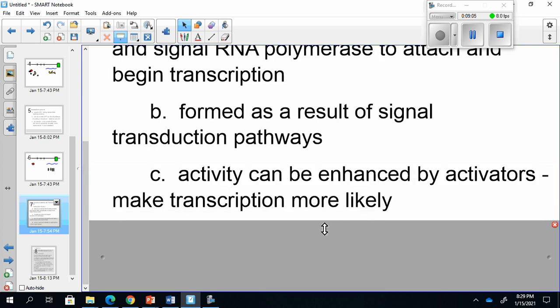All right. The activity of a transcription factor can be enhanced. You have activators, literally things like broccoli in your food and garlic. Actually, broccoli is more of a methylator. Garlic is more of an activator. So it activates, it makes transcription more likely. Literally things that you eat can change the expression of your genes.